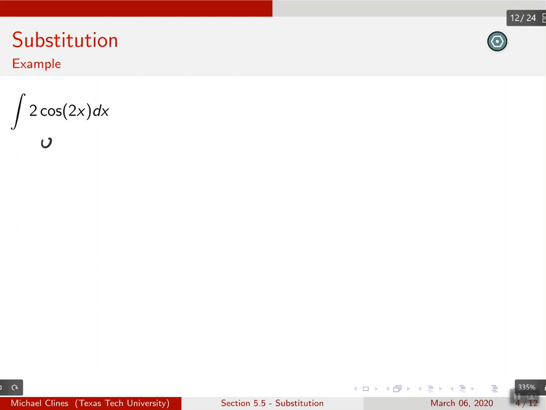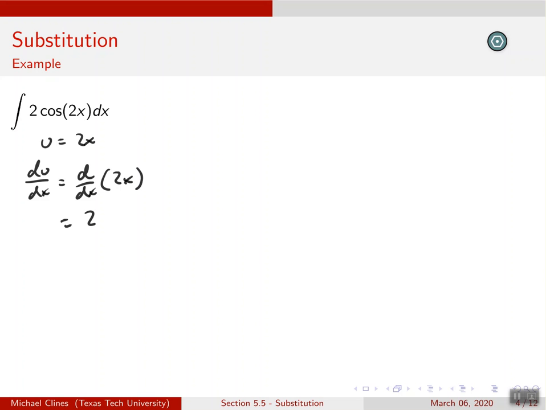First, I'm going to call 2x u. I'm just assigning 2x a name. We're just going to call it u. But now we want a derivative of u with respect to x. So let's calculate du dx. That's just equal to d dx of 2x. But what is the derivative of 2x? Well, that's just 2. So that means du dx is just 2.